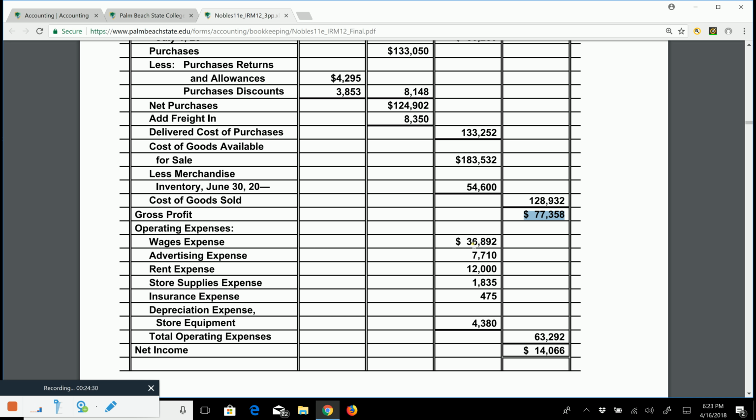From your gross profit, you're going to subtract out all of your operating expenses, which are listed here: wages, advertising, rent, supplies, insurance, and depreciation. You add them all up, $63,292. Subtract that total operating expense from your gross profit, and you are left with net income. So net income for the period is $14,066.